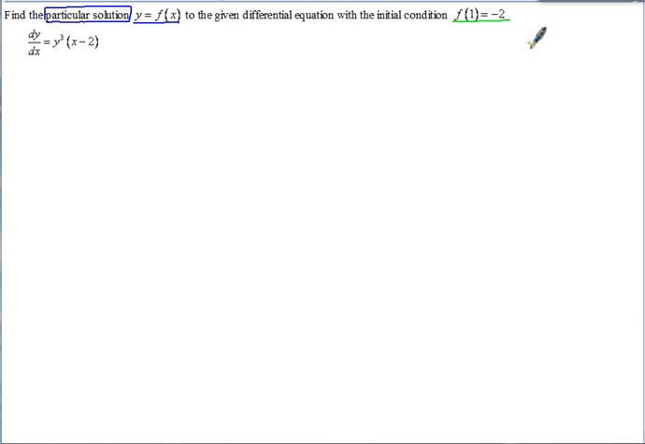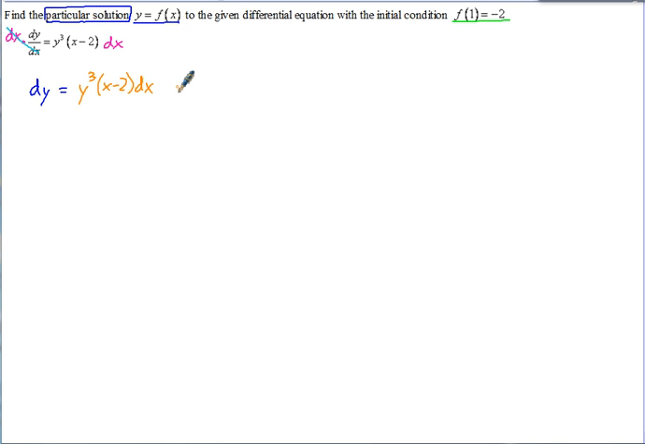So the first thing we do to separate the variables is to separate the dy from the dx. One way to do that is just to multiply both sides of the equation by dx. When we do that, the dx's will reduce out, and we'll just be left with dy equals y cubed times (x minus 2) dx.